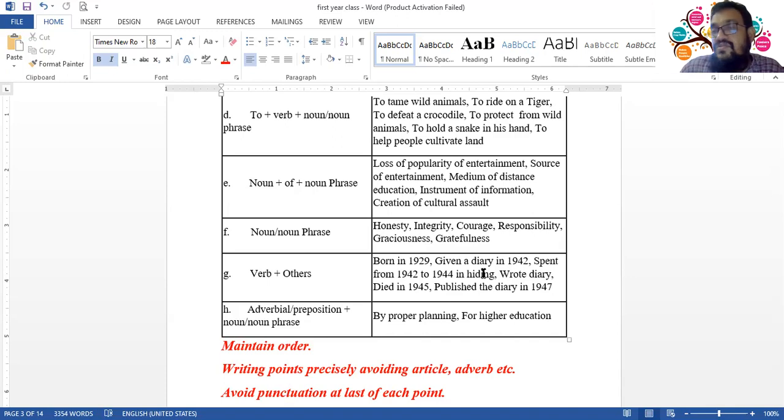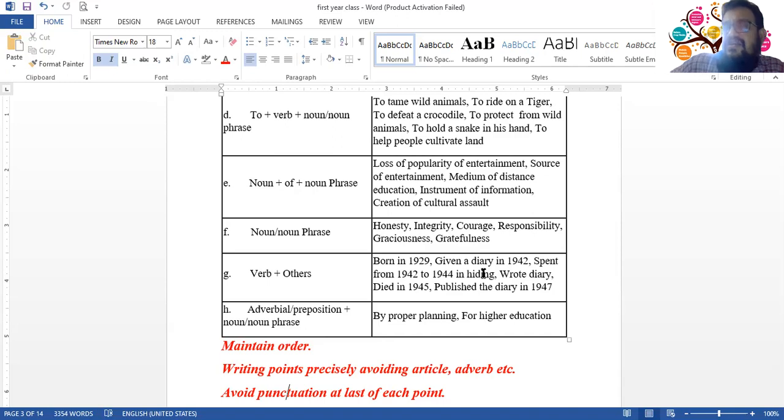Say, I eat rice, you cannot write. I am writing a letter, you cannot write. Writing a letter. I was born in Chittagong, you cannot write these things. Born in Chittagong, you have to write this. Adverbial: preposition plus noun or noun phrase. By proper planning for higher education. So a noun phrase started with a preposition, for higher education. There is no verb here. So only for and higher education.